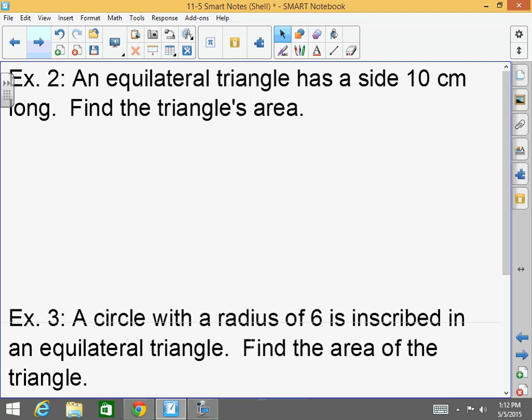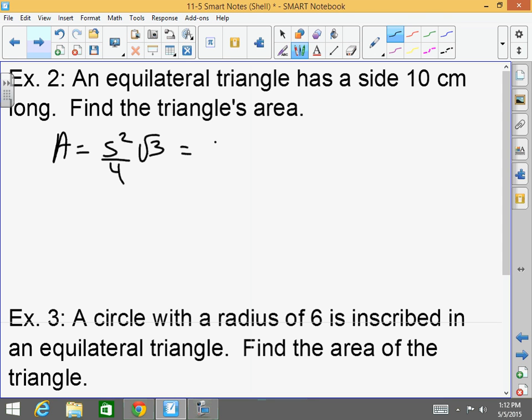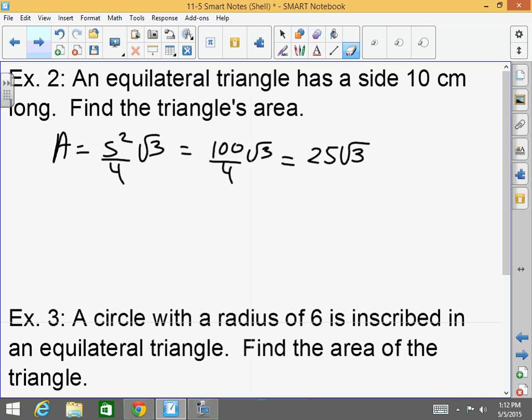Example 2. An equilateral triangle has a side of 10 centimeters long. Find the triangle's area. If you can remember the formula, darn it, it's a lot easier that way. What is it, my man? Side squared over 4 times square root of 3. So in this case, this would be 100 divided by 4 times square root of 3, which would be 25 square root of 3 units. Oh, no. In this case, it's centimeters. So centimeters squared.